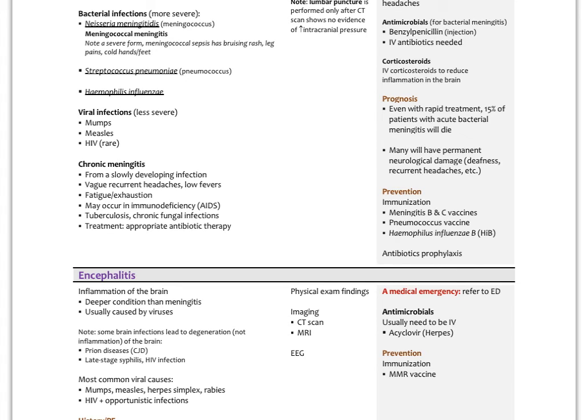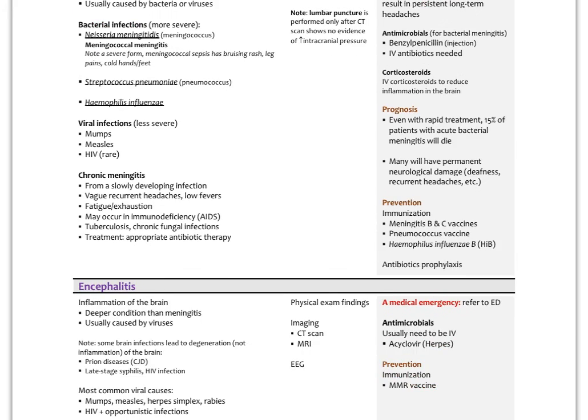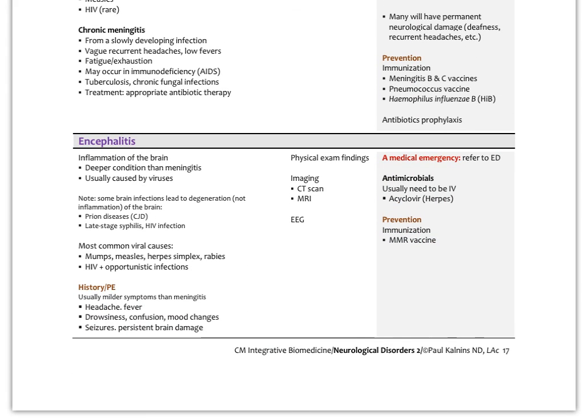There is meningitis B and C vaccines for the meningococcus, and then there's a pneumococcus vaccine. And also there's a Haemophilus influenza B immunization. And then there's potentially antibiotic prophylaxis for people that maybe are around others. This is not uncommon in like dormitories and whatnot for this to spread. So that is meningitis. Encephalitis would be inflammation of the brain.